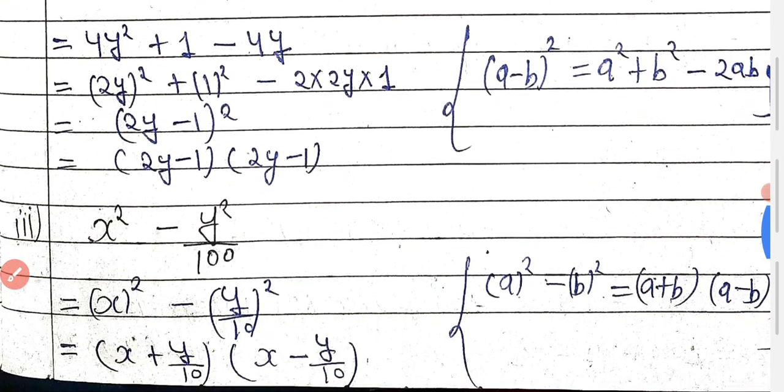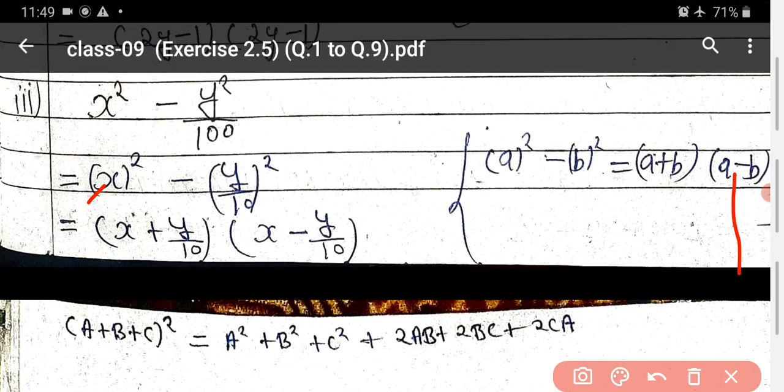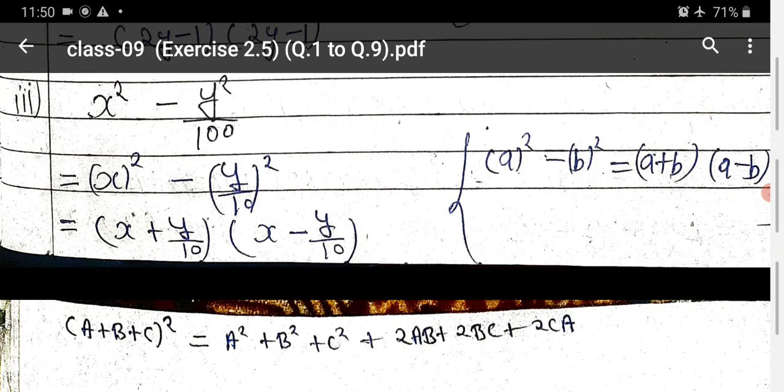Now come to the next question. x square minus y square by 100. So write x square, and y square by 100. Can we write here (y by 10) whole square? Y square by 100, write (y by 10) whole square. We convert 100 into 10 square. Now just check, it is a square minus b square. So a square minus b square is equal to (a plus b) and (a minus b). It is a reverse use now. So write here a plus b, in place of a write x and in place of b write y by 10. So write here (a plus b) and (a minus b), and it is your final answer.